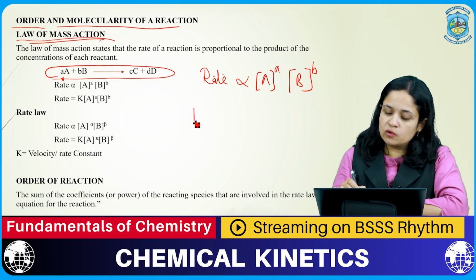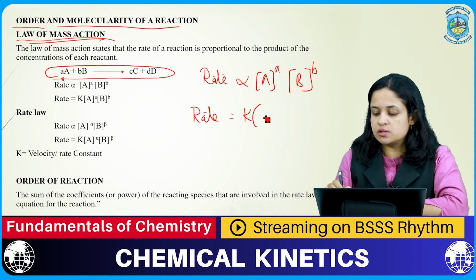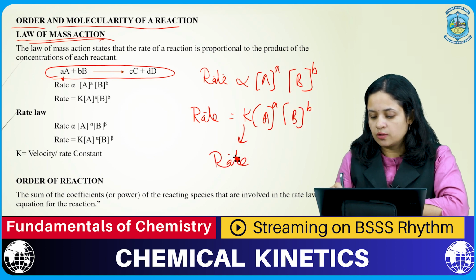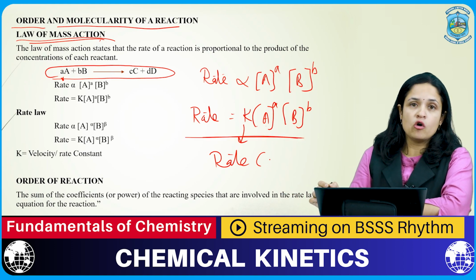Now, if I have to remove this proportionality sign, I will have to include a constant. And this constant is known as your rate constant or velocity constant. This is according to your law of mass action.